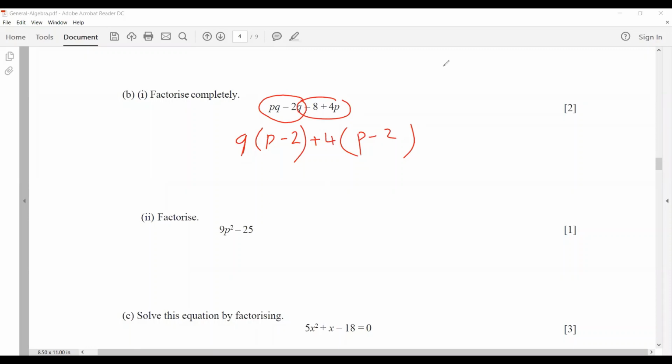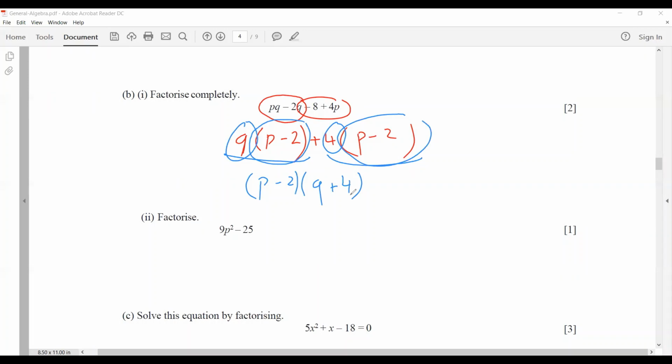Now I can factorize further. I have 2 terms, right? This guy and this guy, and they have something in common, p minus 2. If you take that out and open the next bracket, what's left from the first term? q. What's left from the second term? Positive 4, and we're done. Okay, that's where we stop.